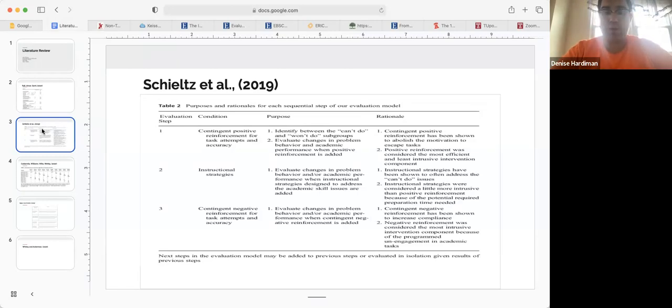In the first step, their purpose is to identify between can't do and won't do groups and evaluate changes in problem behavior and academic performance when the reinforcement is added, under the condition that you're getting positive reinforcement for task attempts and task accuracy. The rationale being that the positive reinforcement will help to get around how students want to avoid tasks and establish motivation to do tasks. And we see the same thing, purpose, rationale, and condition, in terms of the instructional strategies used, as well as the contingent negative reinforcement for task attempts and accuracy, allowing for variability in the study.